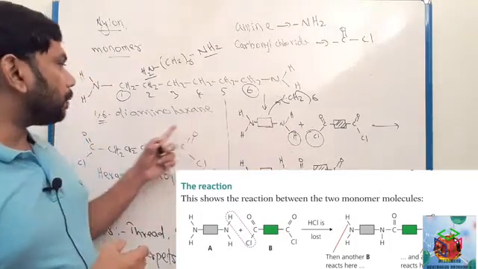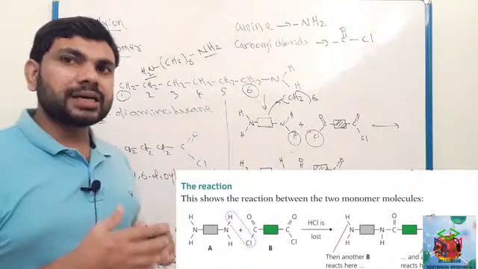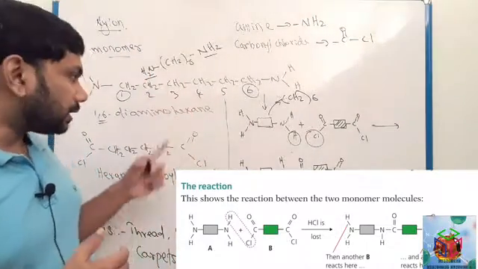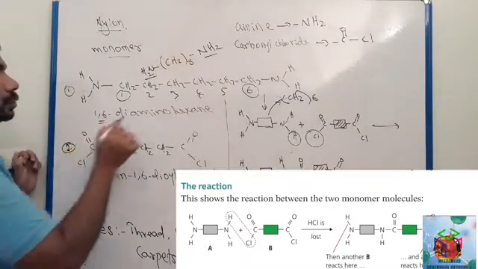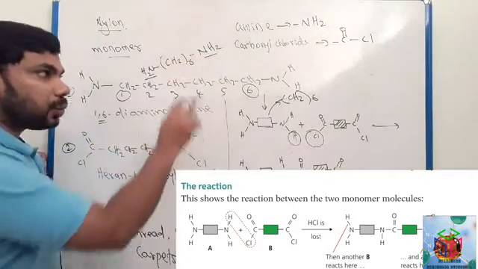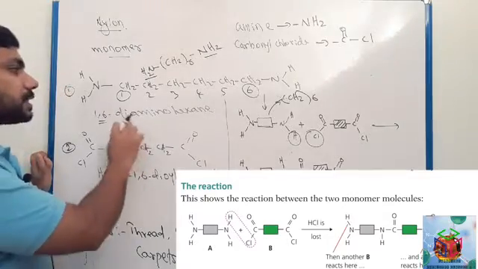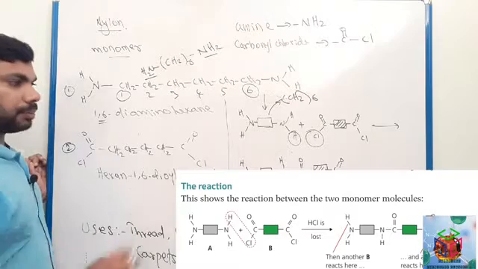Name of this compound: 1,6-diaminohexane. This is one of the monomers of nylon. Another monomer, look here, there are two monomers for nylon. One is 1,6-diaminohexane. This is the second monomer.